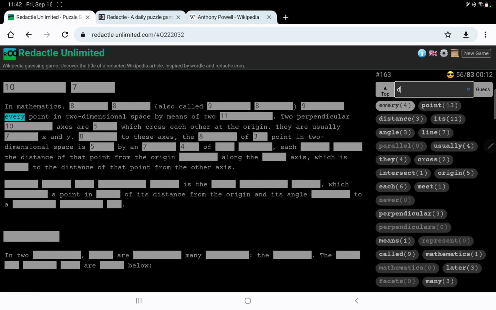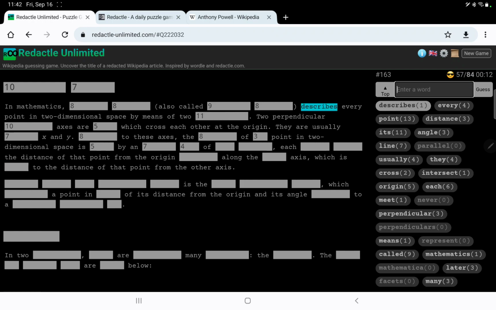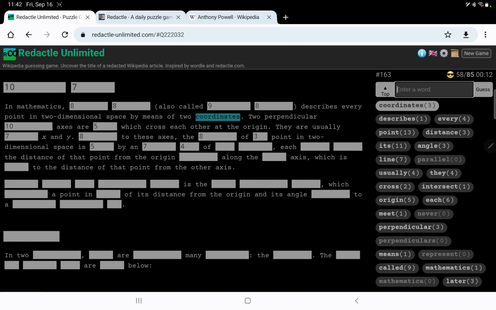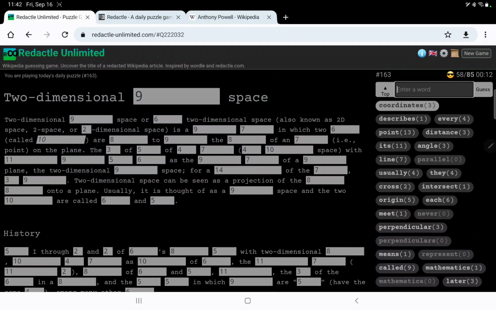So maybe it describes every point, yes, by means of two coordinates. What's our title? Two-dimensional something space. Maybe planar. It could be the sixth letter. Well, we do have three.